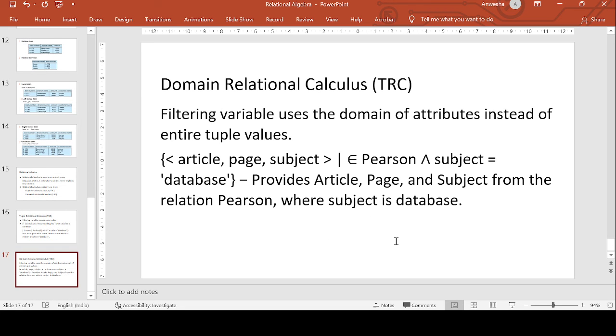In domain relational calculus, the filtering variable uses the domain of attributes instead of the entire tuple values. So article, page, subject, where the relation is Pearson and subject is database, provides article, page and subject from the relation Pearson where subject is database. Okay, so thank you.